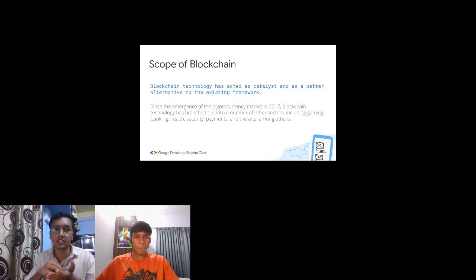It has shown a different alternative or better approach to doing the same things which we did earlier using old technology, like banking, health, security, payments. We all used to do, although we still do, but we now have alternate mediums too. Blockchain has revolutionized payments and it is going to expand. Blockchain has acted as a catalyst and a better alternative to the existing framework. That is why blockchain is still growing. Although it is this complex, people are still demanding it because it has the potential to take over all the existing technologies which we have right now.